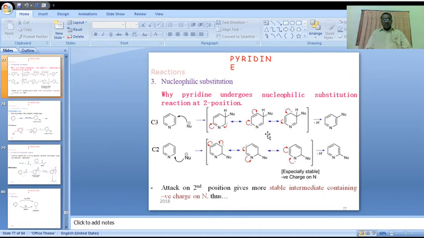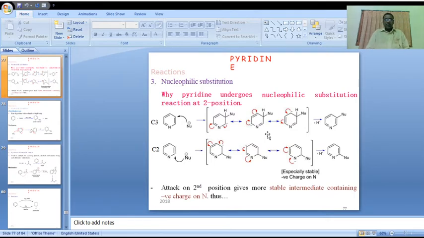Now let us go to a very important reaction, another type of reaction. Pyridine undergoes nucleophilic substitution reaction. Why does pyridine undergo nucleophilic substitution reaction? At the second position, the C2 position, we'll discuss. Generally the nucleophile attacks on the C2 position. What is the reason? We'll discuss.